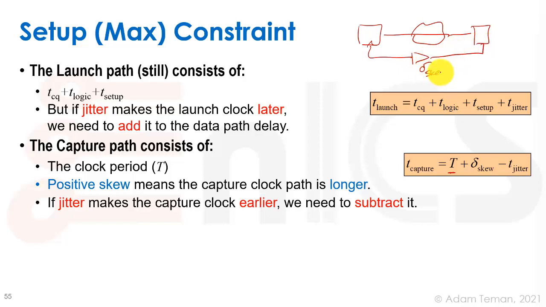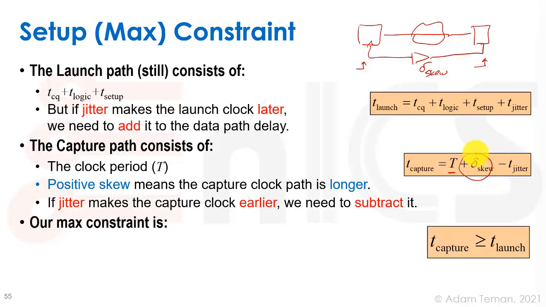As you see, this is where the clock launched, and then we add this delay, and on the next clock cycle it's captured. What we have to do is add it to the length of the clock cycle. So the T capture becomes T plus delta skew minus T jitter. Our max constraint is that we want to make sure that the capture path is longer than the launch path. That is the race we want to solve.